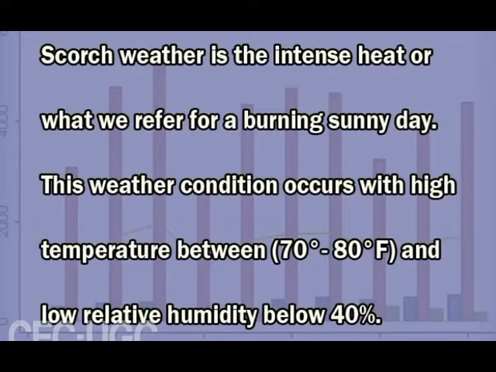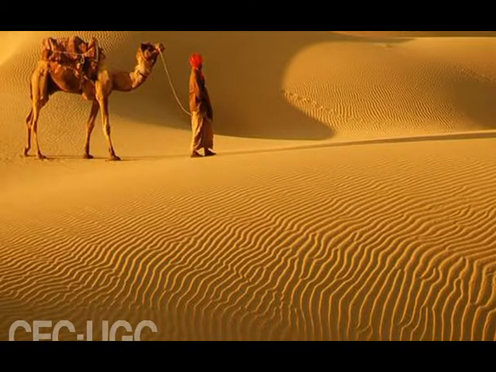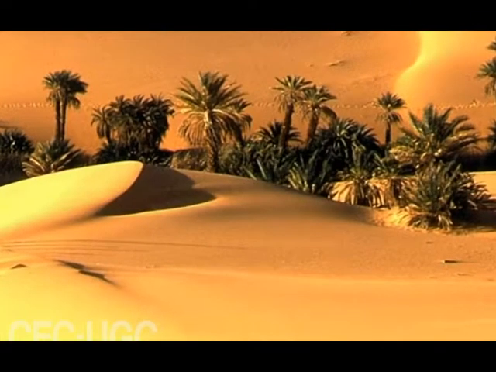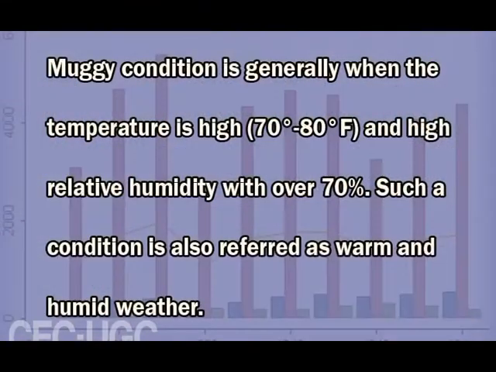Scorch weather is the intense heat, or what we refer to as a burning sunny day. This weather condition occurs with high temperatures between 70 degrees to 80 degrees Fahrenheit and low relative humidity below 40%. Some extreme examples of weather can be referred to the temperate deserts like Sahara or Thar during the summer times. Muggy condition is generally when the temperature is high, between 70 degrees to 80 degrees Fahrenheit, and high relative humidity with over 70%.